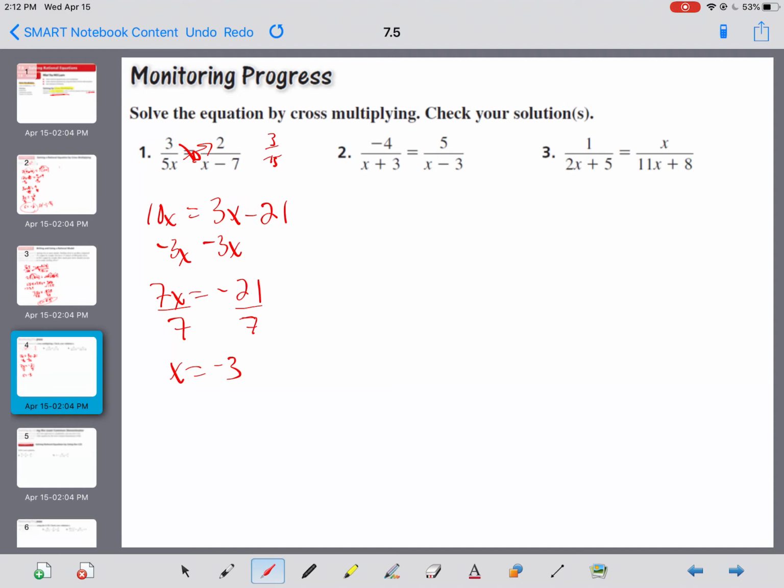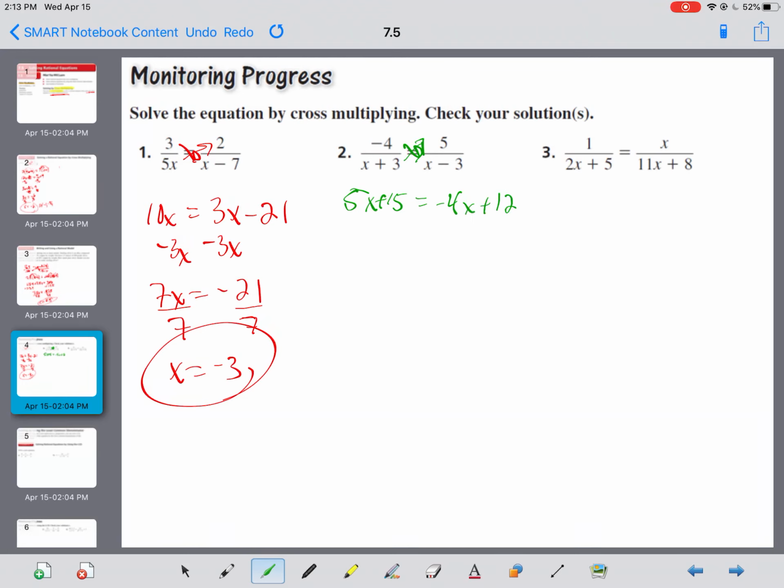Let's plug it back in and make sure. 3 divided by 5 times negative 3 is negative 15. So 3 over negative 15. And that reduces down: 3 goes into that once, it goes into that 5 times. So negative 1/5. All right. 2 over, we're going to do negative 3 minus 7, which is 2 over negative 10, which is negative 1/5. That checks out. We're good. Okay.